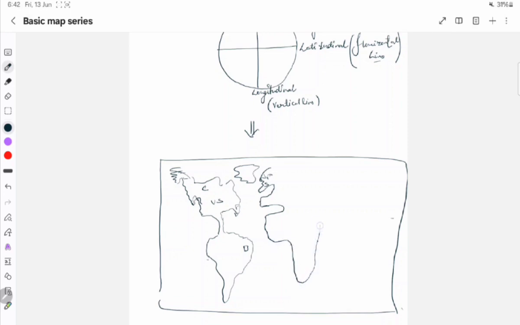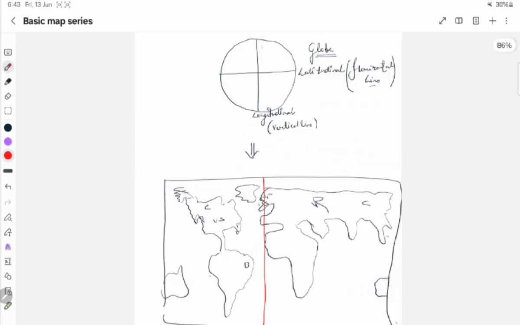These we have Africa, we have Saudi Arabia, this we have India, Southeast Asia, China and Russia, sorry. And this we have Australia. So what we need to know is there's a 0 degree.